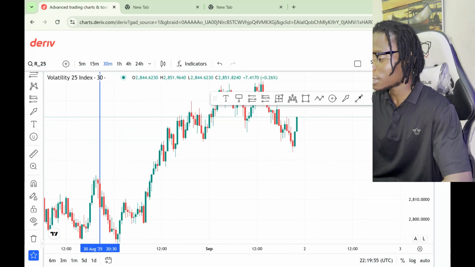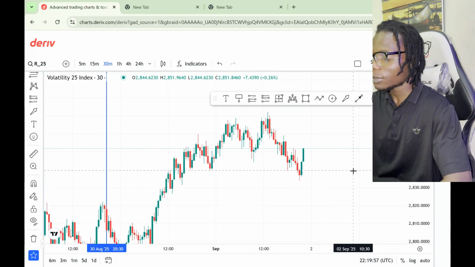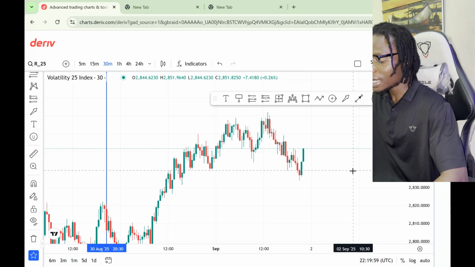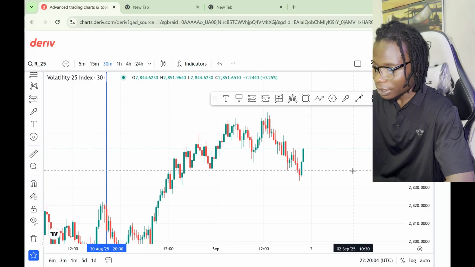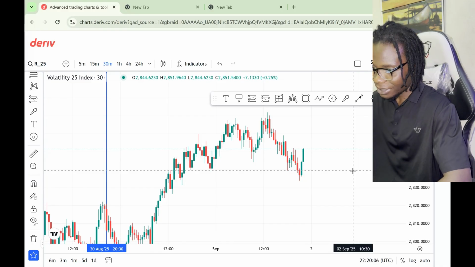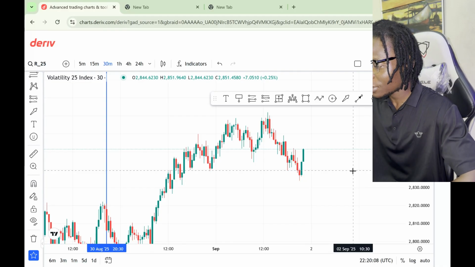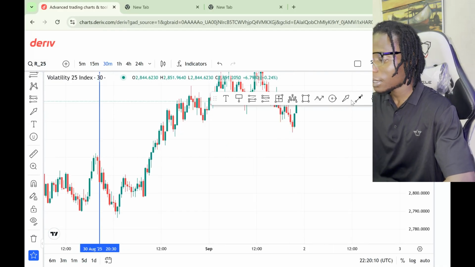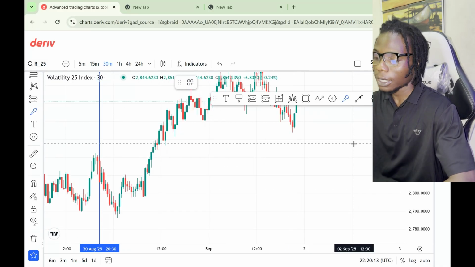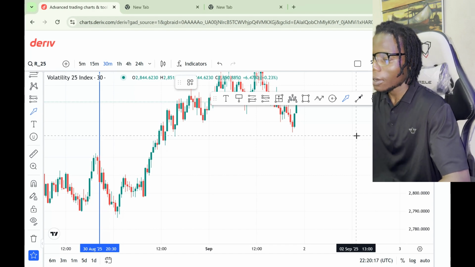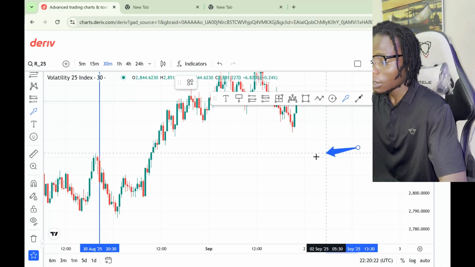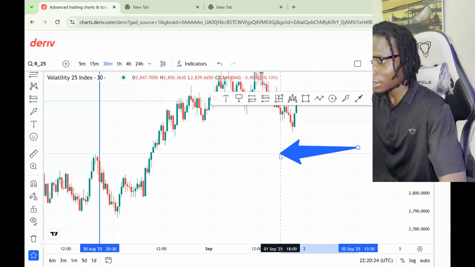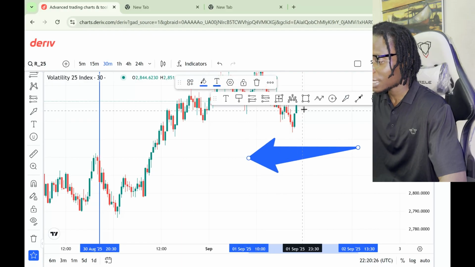So what is top-down analysis? This is where we zoom in from the bigger time frame to the smaller time frame. Let me show you how it works. When making an analysis, we go from our higher time frame to our lower time frame, which is from the 4 hours, 1 hour, the 30 minutes to the 15 minutes.